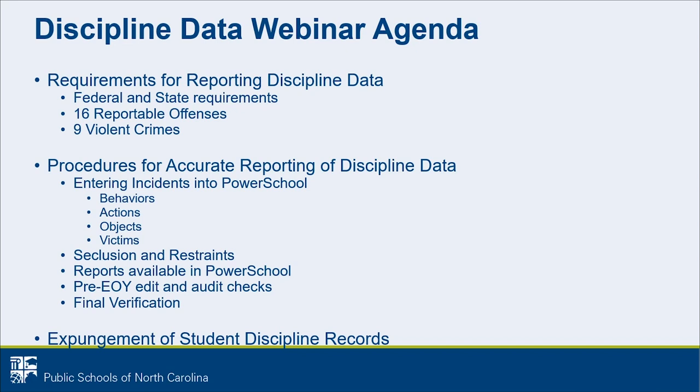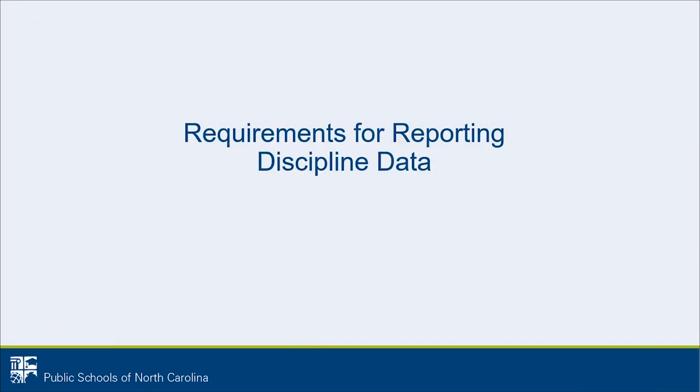We will also discuss the reports that are available in PowerSchool, as well as pre-EOI data checks that we perform at the state level, the final verification of discipline data, and new guidance on the expungement of student records. We are now going to start with the state and federal requirements for reporting discipline data.